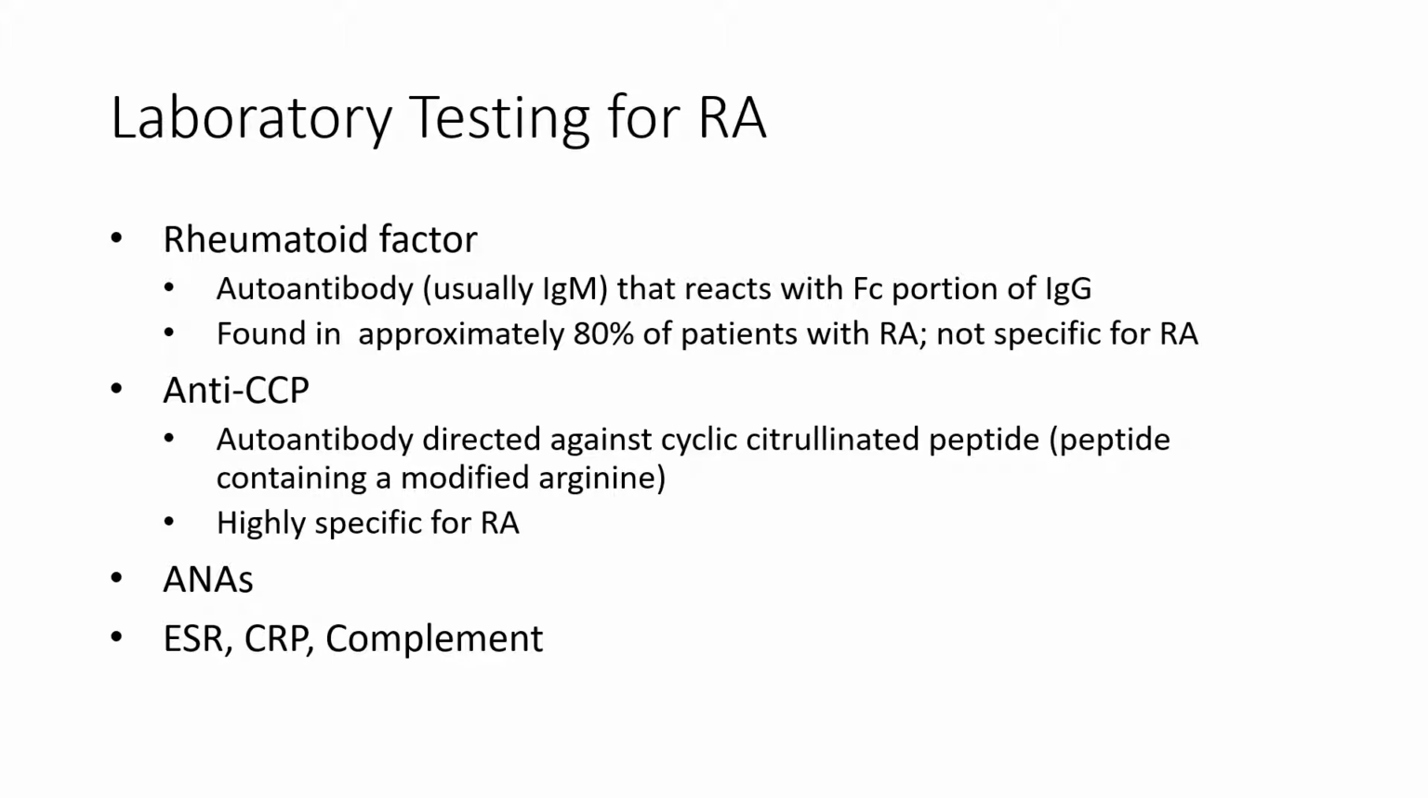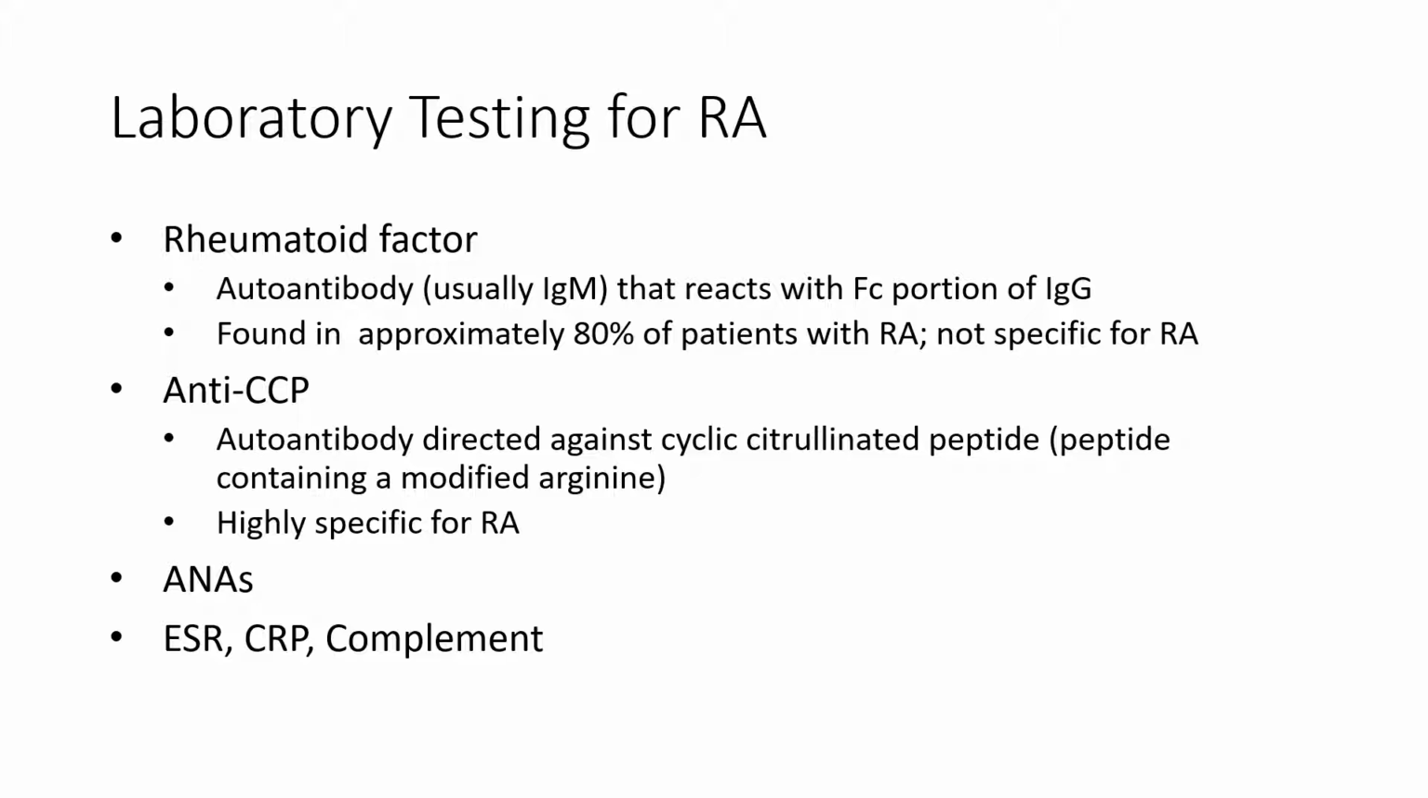Two antibodies involved, but primarily the rheumatoid factor. What is rheumatoid factor? It is an autoantibody, usually an IgM, the larger of the immunoglobulins, and it reacts with the Fc portion of the immunoglobulin G. It is found in 80% of the patients, but it's not specific.